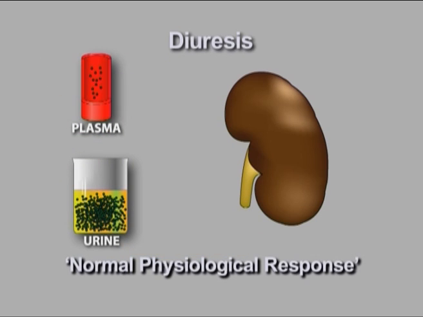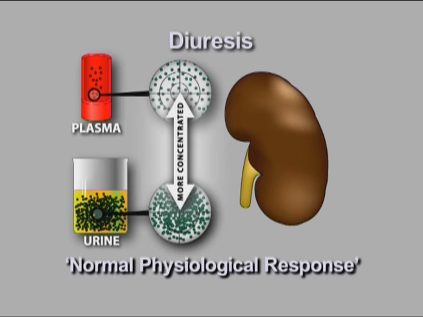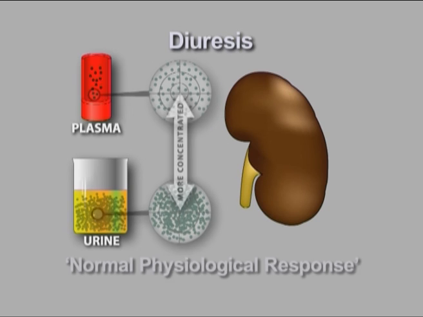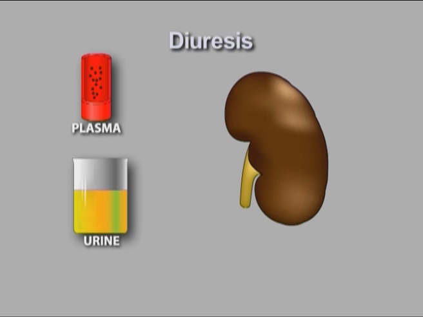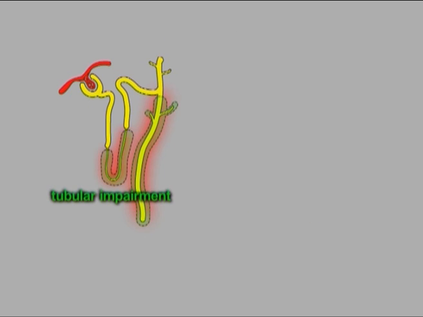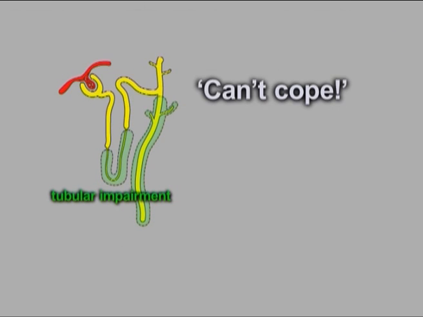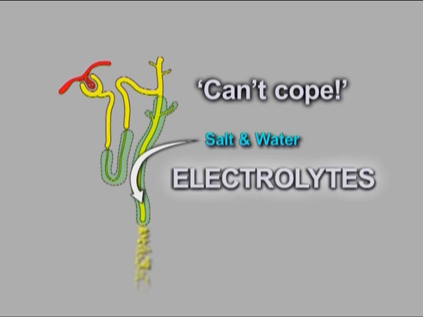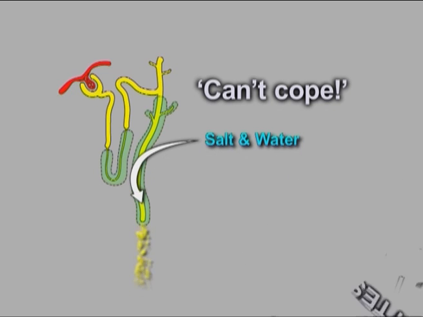As long as the kidney is producing a urine that is more concentrated than plasma, then she is doing her job. The barest minimum that will be acceptable in health will be a urine that is isotonic with plasma. The problem comes if the tubular impairment leads to a can't cope situation. If this happens, then salt and water floods through the kidneys and the normal regulation of electrolytes fails.